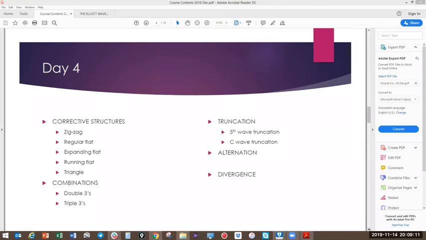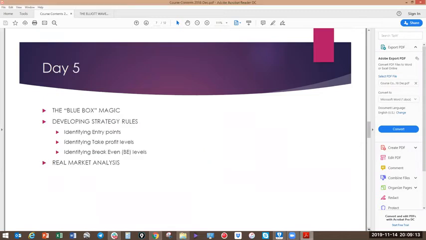Tomorrow we don't have a course, so we're going to resume Monday with the strategy. How do you take the trade? So far we're only learning the Elliott wave theory, which is the forecasting tool, but the actual trading strategy is on day 5, and that's where we're going to learn how to take the trades, put in stop losses, and put in take profit levels, and do a bit of real market analysis there.